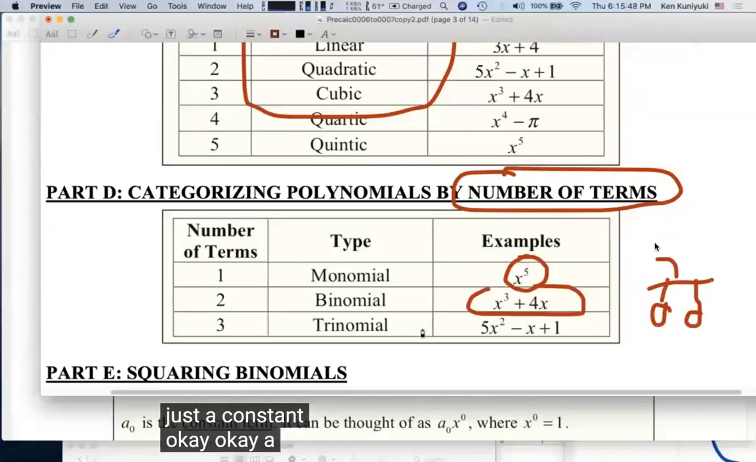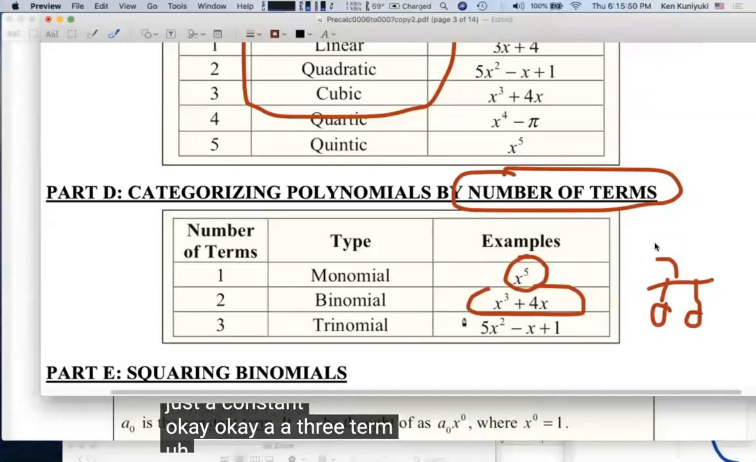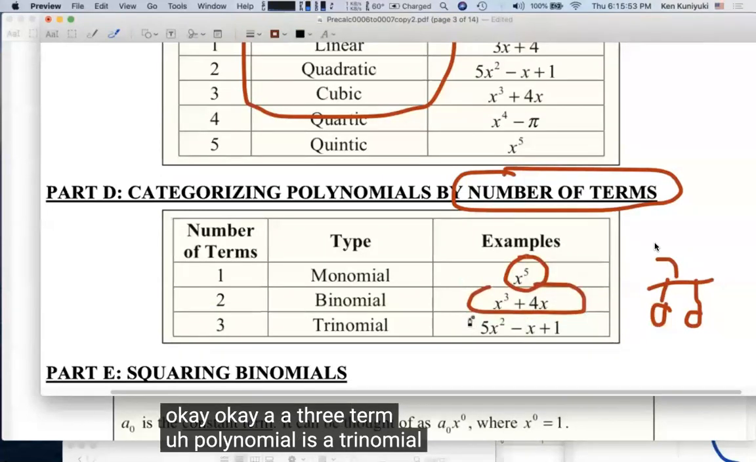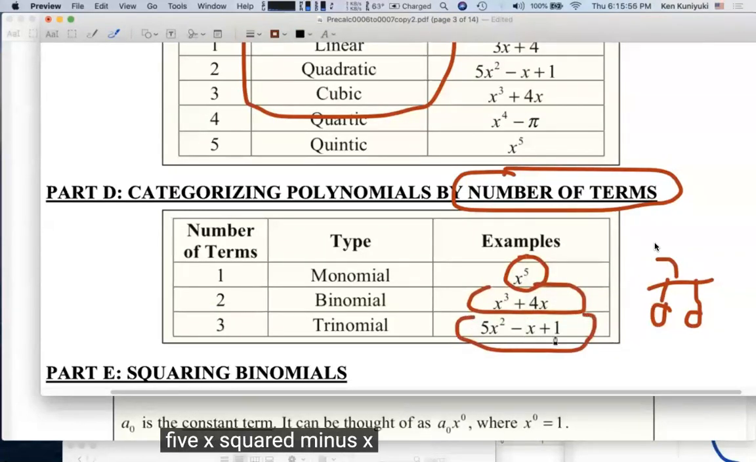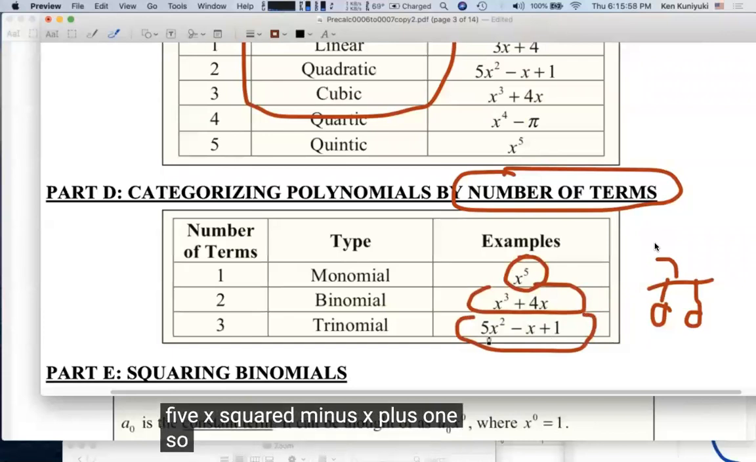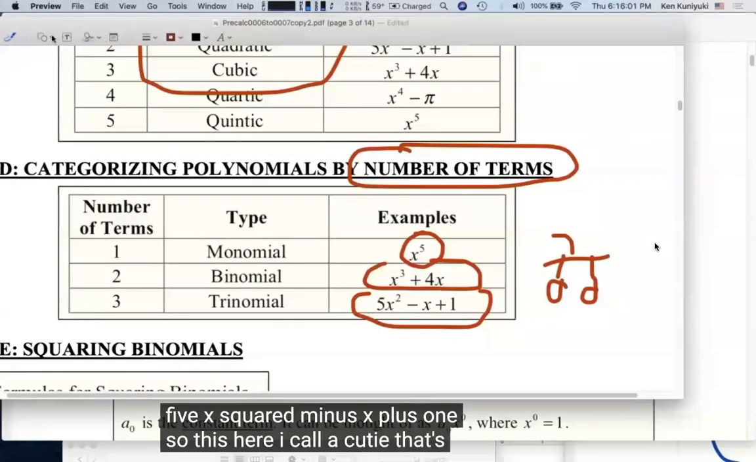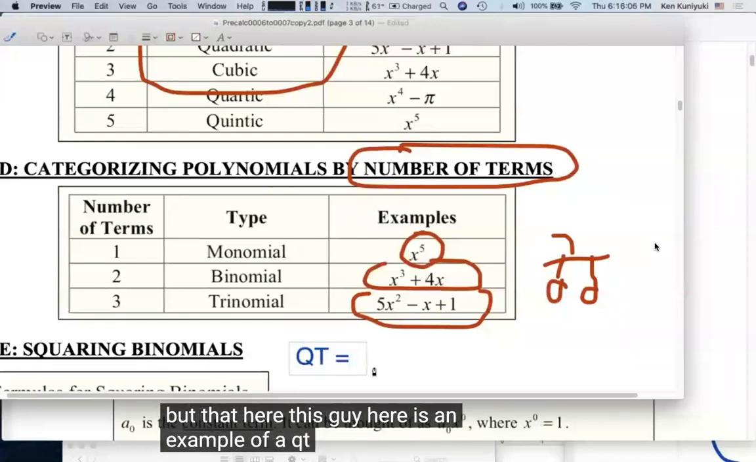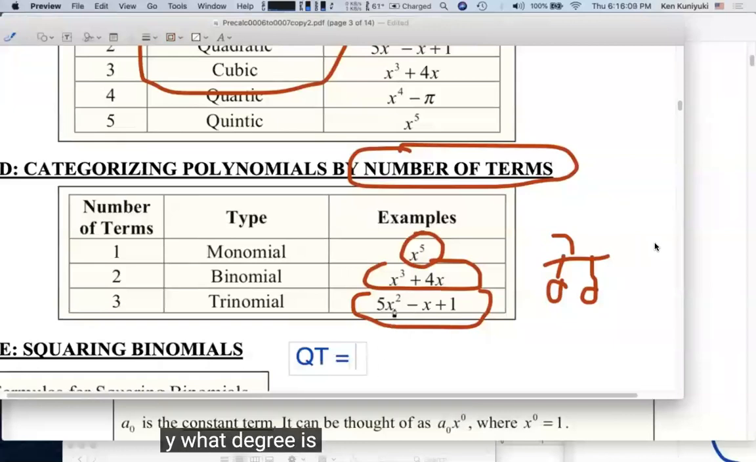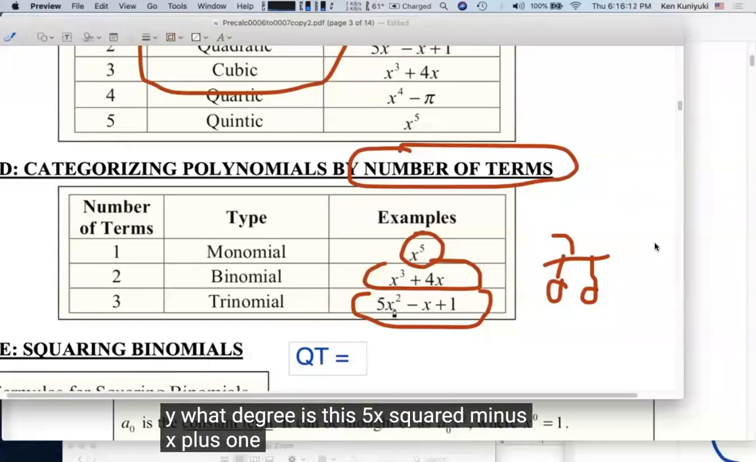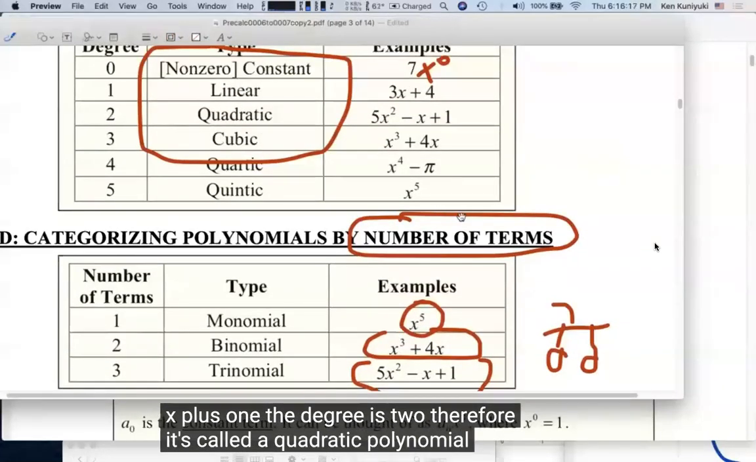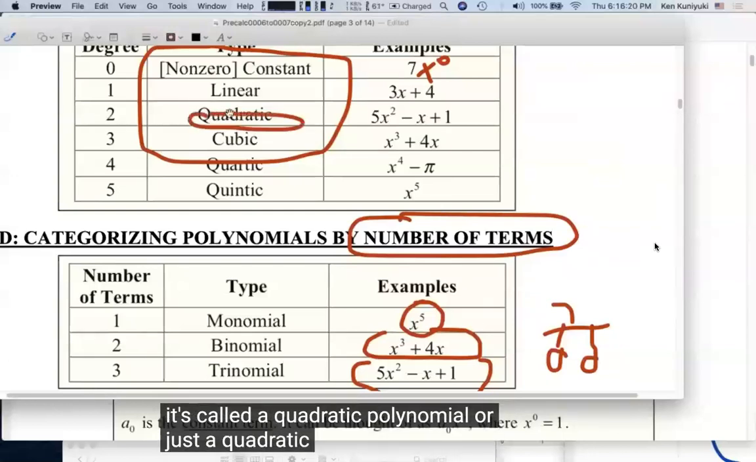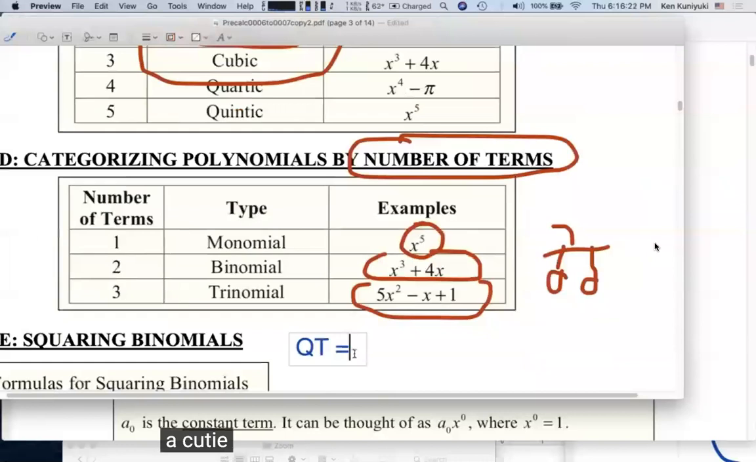Okay, a 3-term polynomial is a trinomial. 5x squared minus x plus 1. This here, I call a QT. That's not an official term, but this guy here is an example of a QT. Why? What degree is this? 5x squared minus x plus 1. The degree is 2. Therefore, it's called a quadratic polynomial, or just a quadratic. A QT is a quadratic based on the degree.